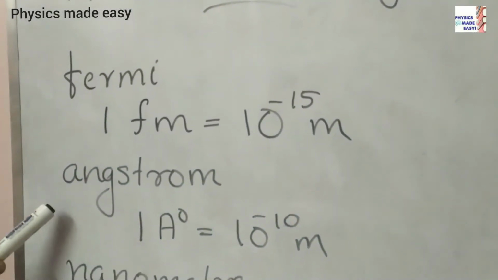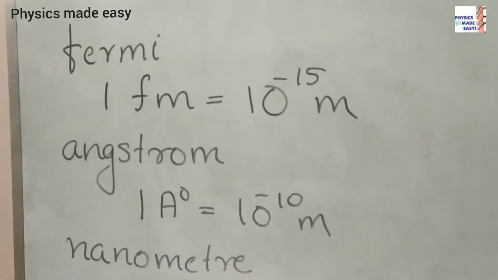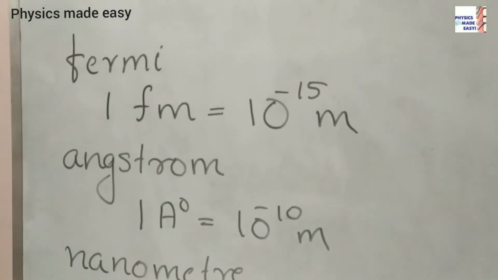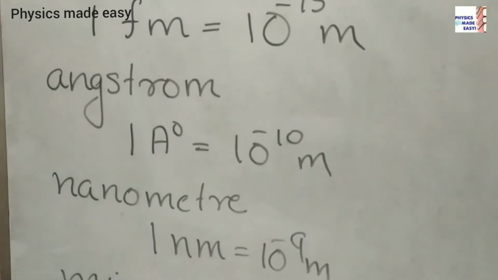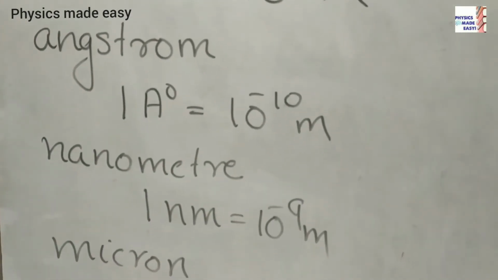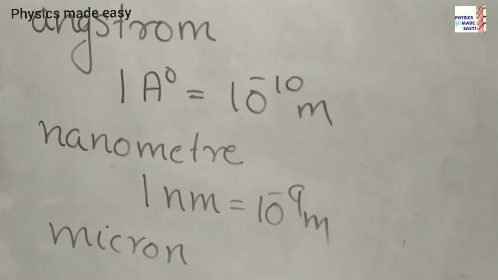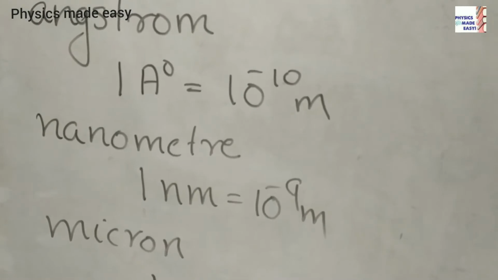Another unit is angstrom. 1 angstrom is equal to 10 raised to minus 10 meter. This is used to express wavelength of light. Next one, nanometer, 1 nm. Nanometer is equal to 10 raised to minus 9 meter. It is used to express wavelength of light. Then for expressing size of small particles, for all these things we can use this nanometer.